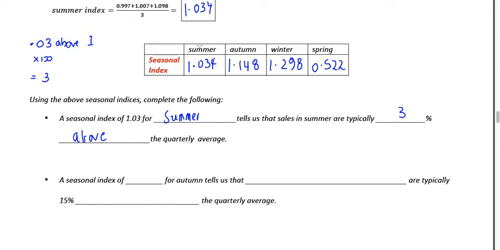Now, if we do that for the next one, first of all, let's check. It's talking about autumn. So a seasonal index of 1.148 for autumn tells us that sales are typically 15%. So 0.148 would round to 0.15. 15% above or below, well, it's above 1, so it needs to be above the quarterly average.